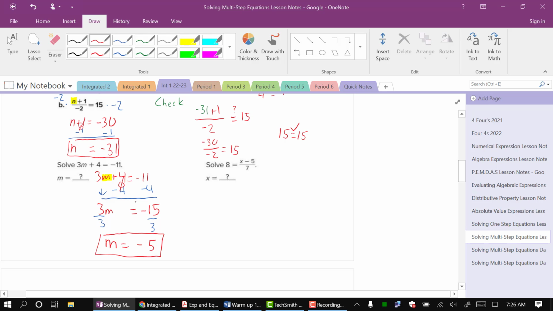For my next one, I'm going to go ahead and solve again for my variable. My variable is x. X is starting off with being subtracted by 5 and then being divided by 7. So I want to undo the division, so I'm going to multiply both sides by 7. So I have a 7 in the numerator and a 7 in the denominator. That just leaves me with x minus 5. 7 times 8 is 56.